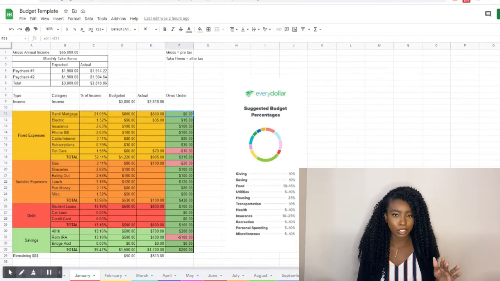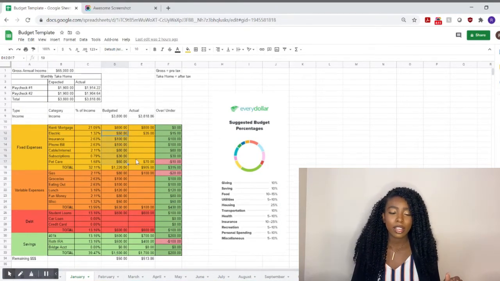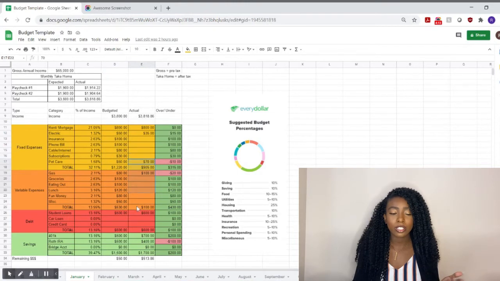I am on budget. Now, some of these values are just examples, along with the actual values, so I can really show you how the over/under column works. But they are relatively close to my monthly budget, and I will be going over my full budget in a later video and how I do it on paper.